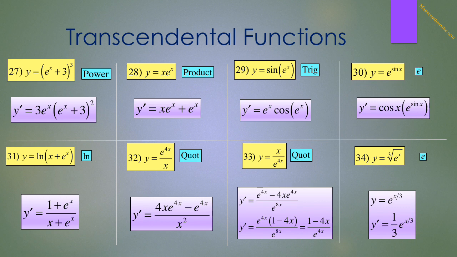34 reads y is equal to the cube root of e to the x. We can rewrite that as y equals e to the x over 3, and this becomes an e problem. So the derivative of e to the x over 3 is e to the x over 3 times 1/3.